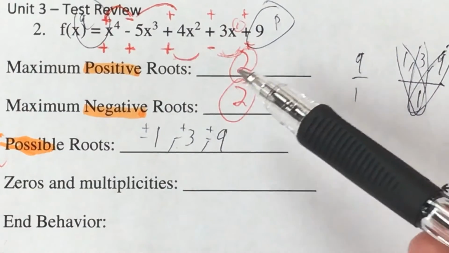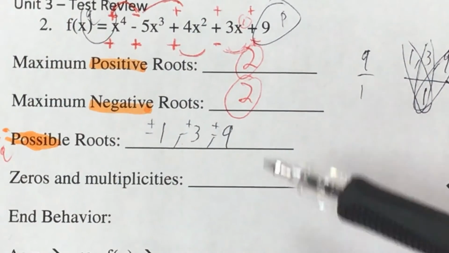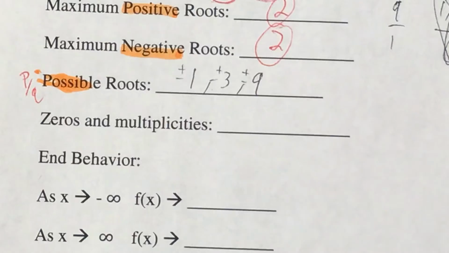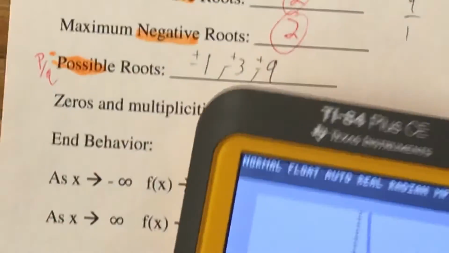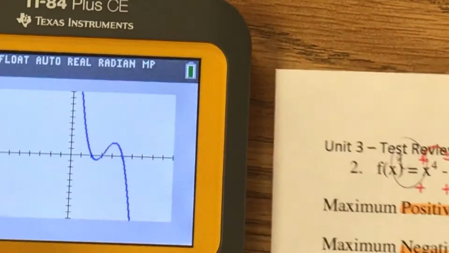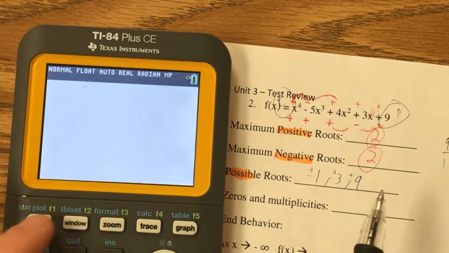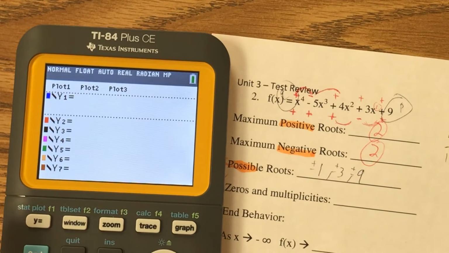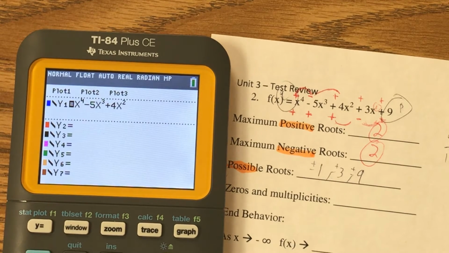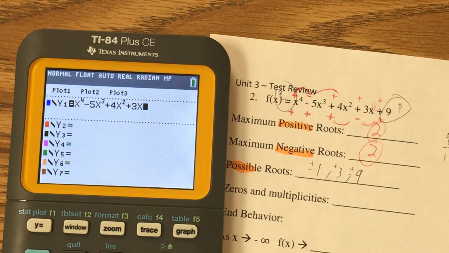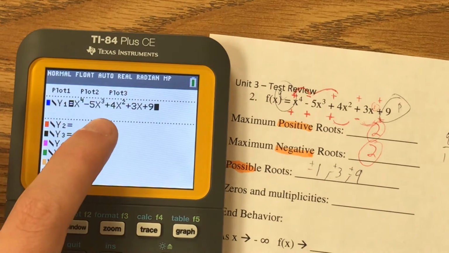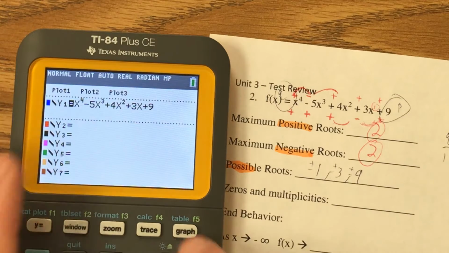And there's positive roots possibly, so they could be plus. So there you go. Now we're going to use our calculator to actually find them. So I'll zoom out a little bit more. And I'll go x to the 4th minus 5x to the 3rd plus 4x squared plus 3x plus 9. I'll double check that I plugged it in correctly. Good. Okay.